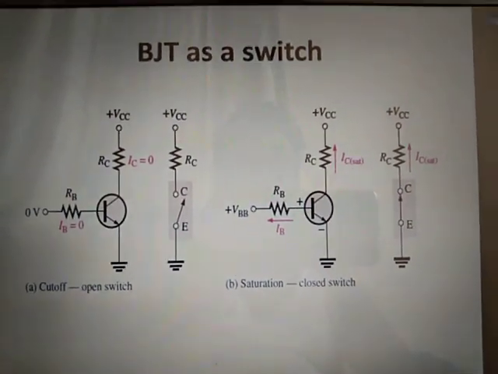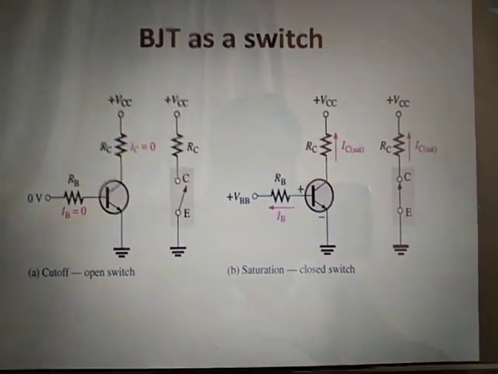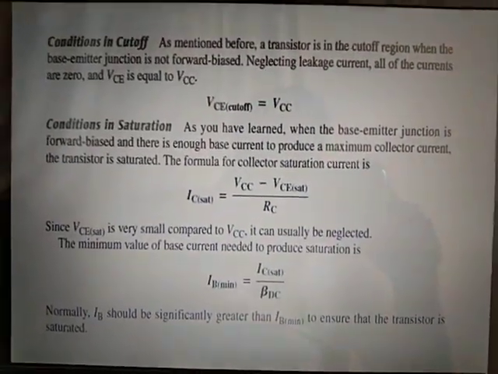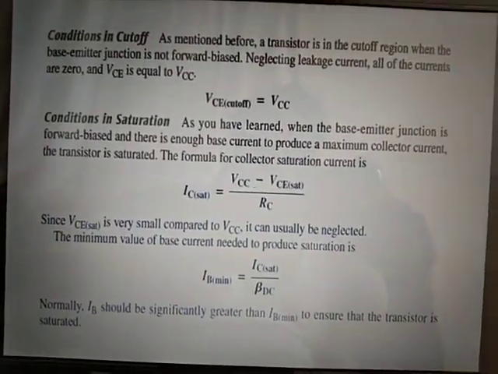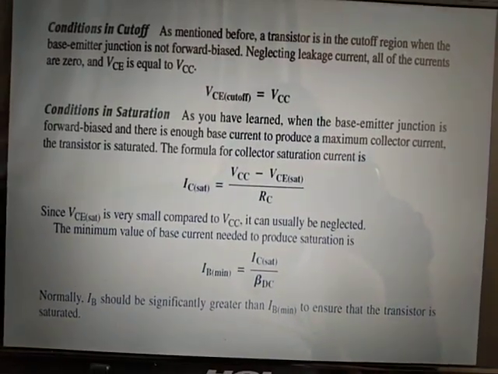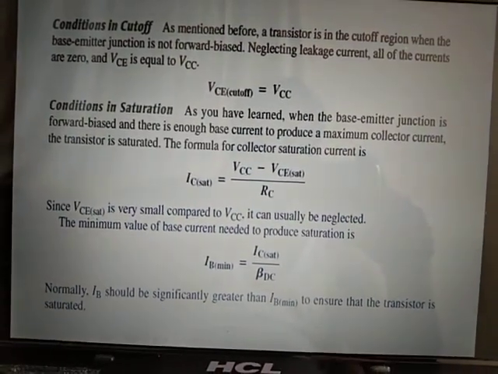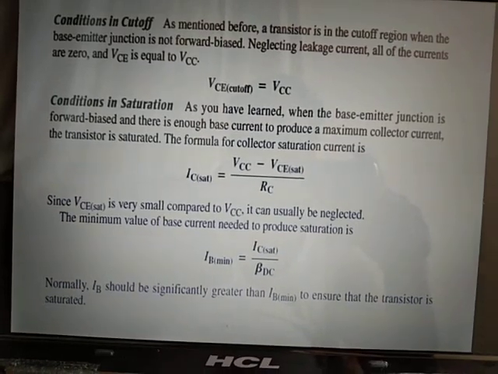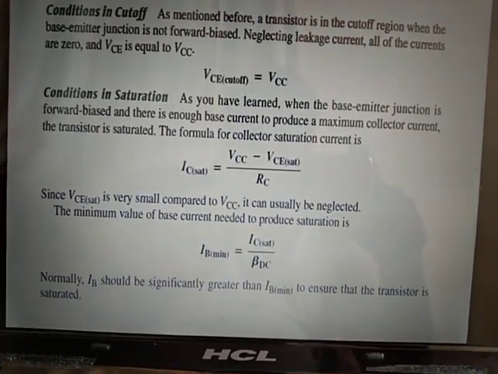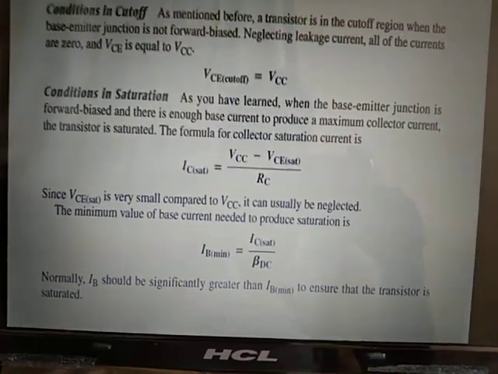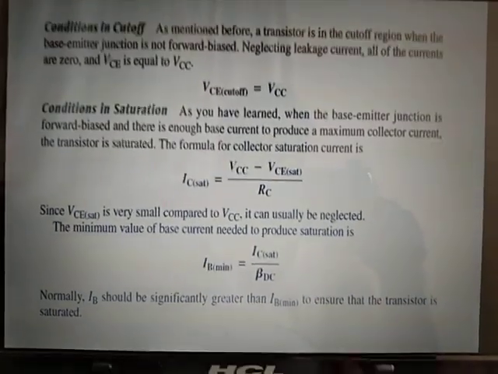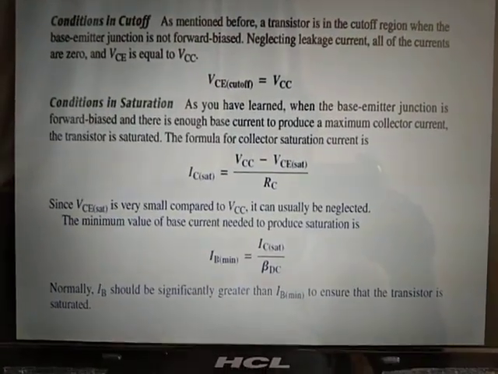Next, we will be discussing both cutoff and saturation. What is a cutoff switch? A transistor is in the cutoff region when the base emitter junction is not forward biased, neglecting the leakage current. All of the currents are 0 and Vc is equal to Vcc. Vc cutoff is equal to Vcc directly, because there is no current flowing in the circuit.